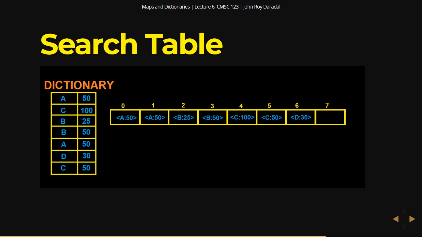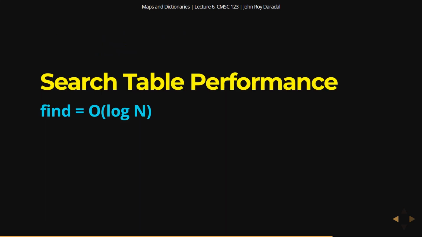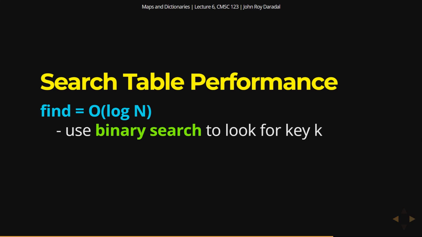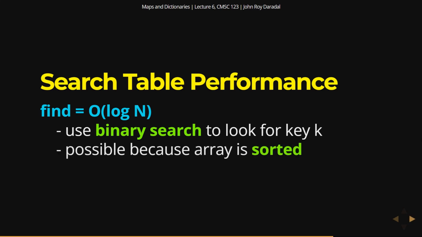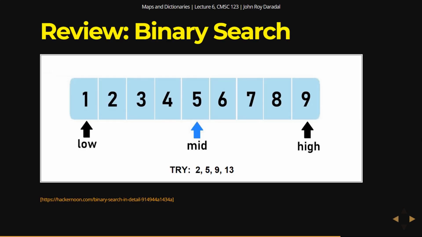Okay, and let's see if this will improve our performance. For the performance of the search table, find can actually run in O of log n. And remember, log of n is better than O of n, right? We can do this because we will use binary search to look for the key k. And this is possible because we know that the array is sorted. Remember your binary search, I'm sure you've already discussed this in one of your previous ComSci courses, but to review, how does binary search work?